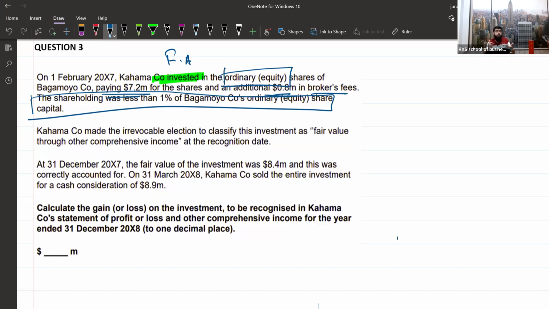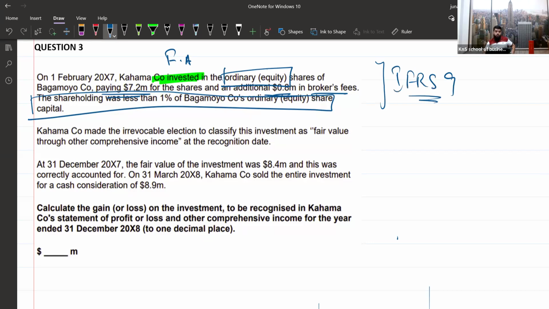And when will it happen? When the acquisition is more than 50%. The other thought that might come to your mind is that it could be an associate, but that arises when it is more than 20%. So it's a hint that it is neither a subsidiary nor an associate. It is simply a trade investment that will be dealt with according to IFRS 9.